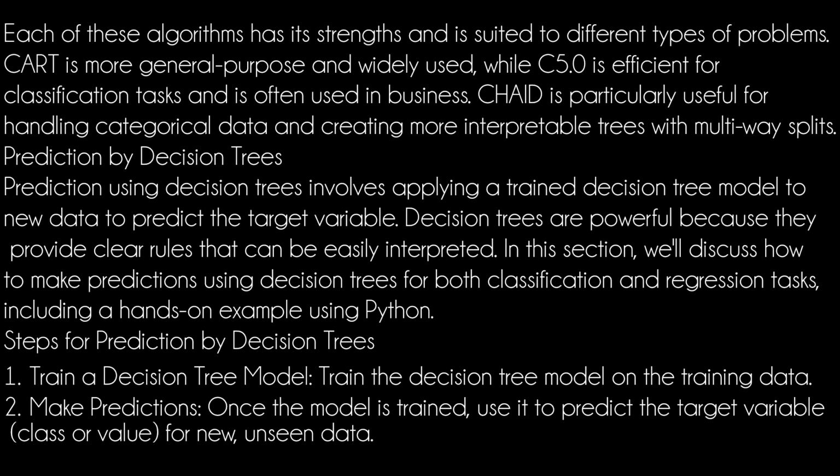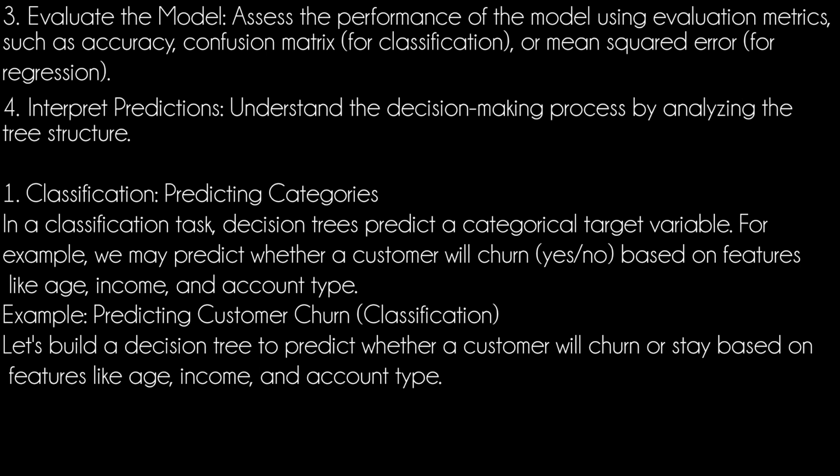Prediction by decision trees. Prediction using decision trees involves applying a trained decision tree model to new data to predict the target variable. Decision trees are powerful because they provide clear rules that can be easily interpreted. In this section, we will discuss how to make predictions using decision trees for both classification and regression tasks, including a hands-on example using Python. Steps for prediction by decision trees: train a decision tree model, make predictions, evaluate the model, interpret predictions.